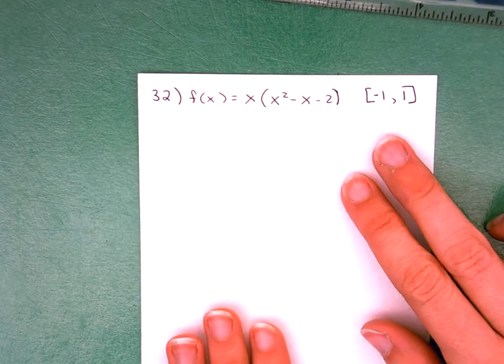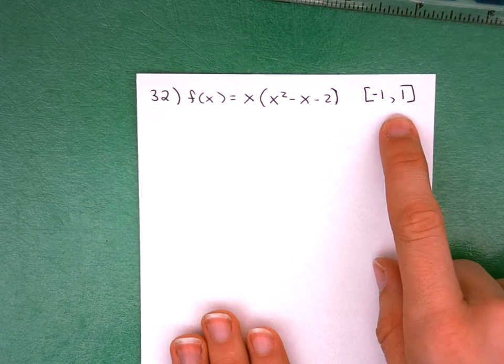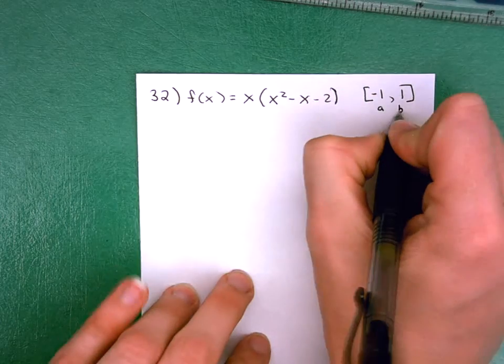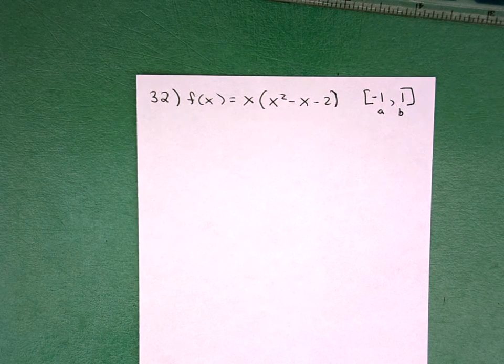The first one is number 32 in your book, which says f of x equals x times the quantity x squared minus x minus 2, and we're given an interval from -1 to 1. This is my A and my B. And we're asked to find the values of C guaranteed by the mean value theorem.